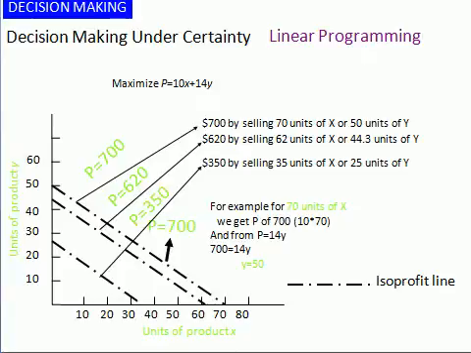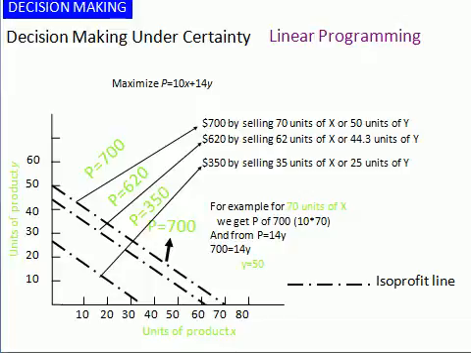Here you can see, the lines here are called isoprofit lines. Any point you choose here will give you the same profit. Let's say I'm choosing this point here, x is 70 and y is 0. After putting that in, 70 into 10 is 700 plus 0, so profit is 700.